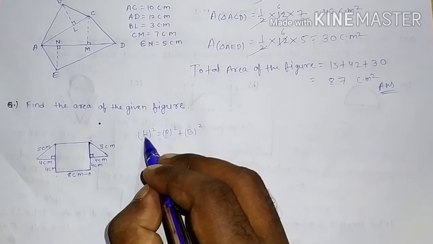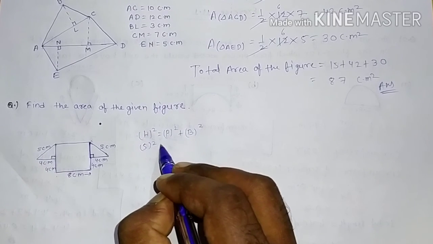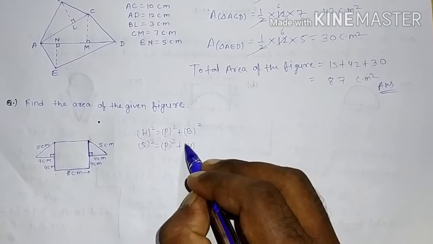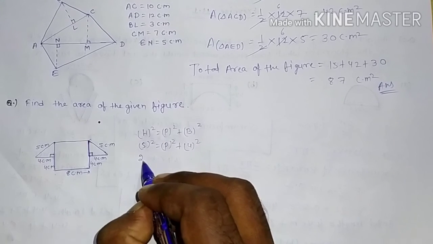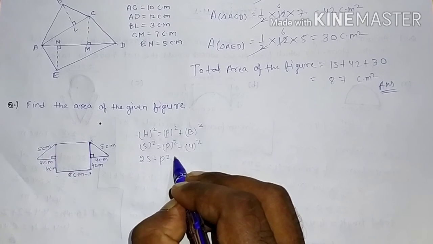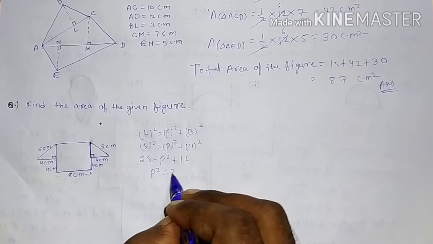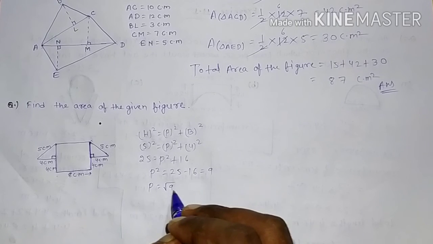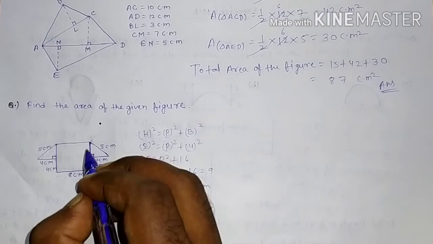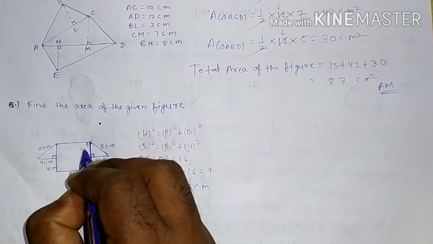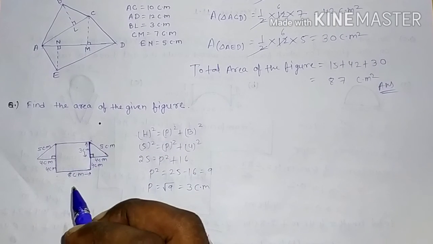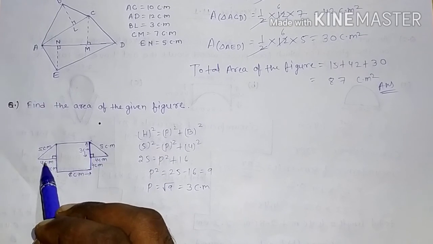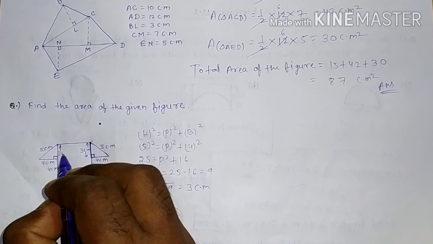So just put the values: hypotenuse, that is 5 square, equals perpendicular, that we have to find, plus base, that is 4 square. Now simplify it, that is 25 equals p square plus 16. Now p square equals 25 minus 16, that is 9. So p equals under root 9, that is 3 centimeter. So this side is 3 centimeter. Similarly, the same measurements are given, hypotenuse is 5, base is 4, so it will also be 3 centimeter.